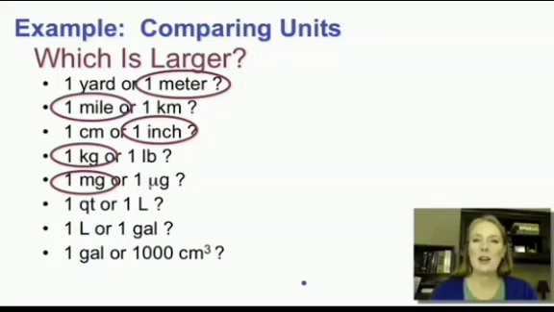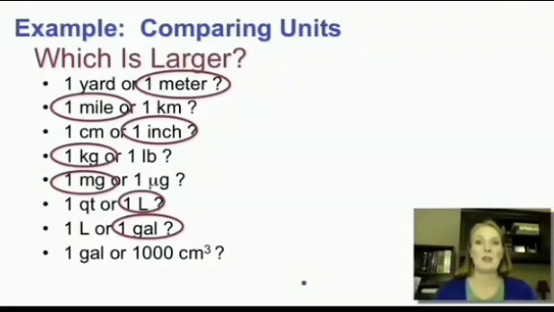Let's talk about some volumes. Which is larger, a quart or a liter? A liter is larger. How about a liter or a gallon? I buy my milk by the gallon. A gallon is larger. Which one of these is larger? A gallon or 1,000 cubic centimeters?